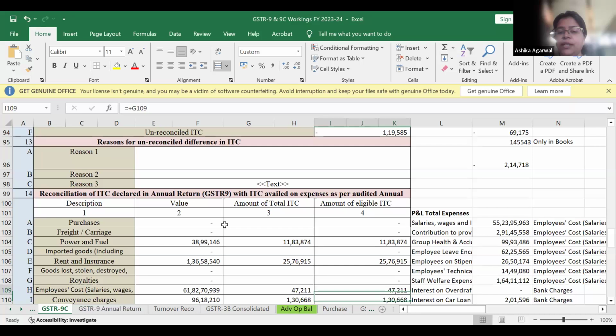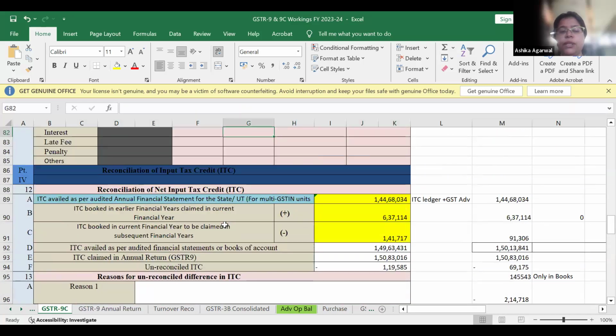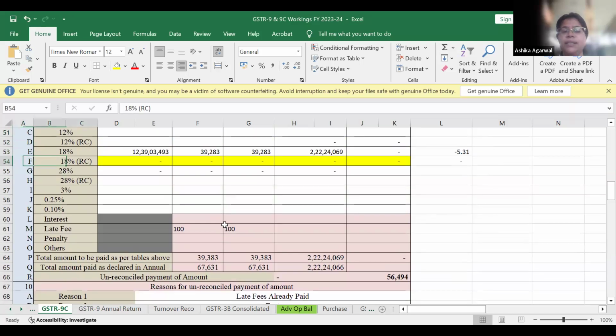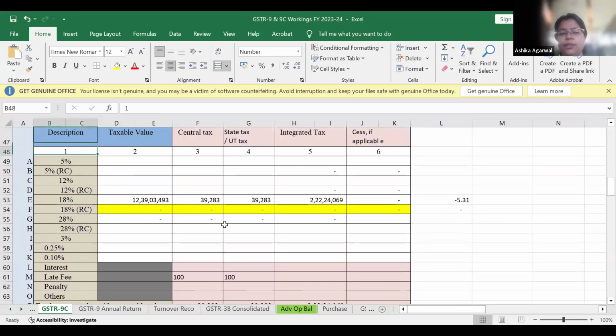Another area where RCM needs to be reported in 9C is your table 9. Over here, there is just a rate-wise bifurcation. If RCM is applicable, you have to report it: if it is a GTA, 5%; if it's a legal service, 18%. So based on the rate applicable, you have to do your disclosure.